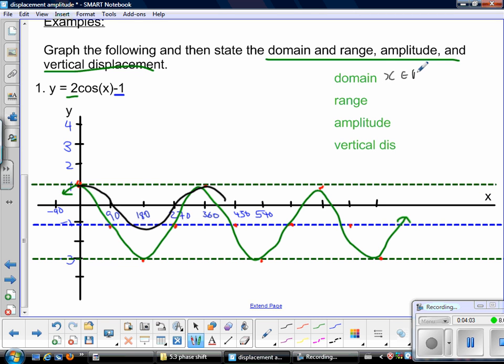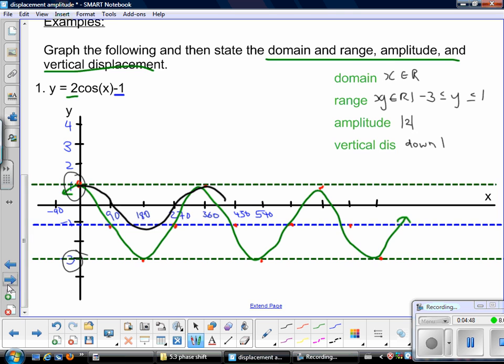Our y is also in the set of real numbers, except we know that our y, such that y is going to fit between -3 and 1. So -3 is my lowest, +1 is my highest. My y has to fit between those two. Okay, our amplitude here was 2. I'm going to put the absolute value of 2. And the vertical displacement, well, we went down 1. So I would put the word down 1. Just don't put -1.